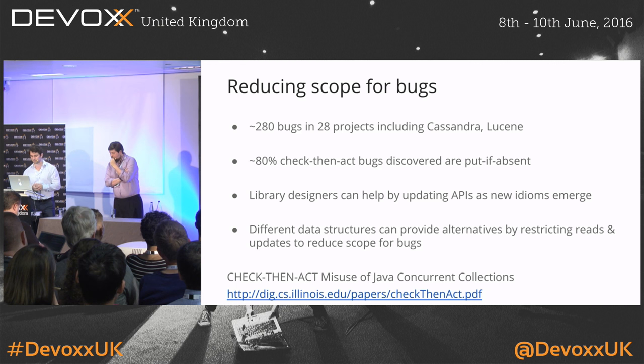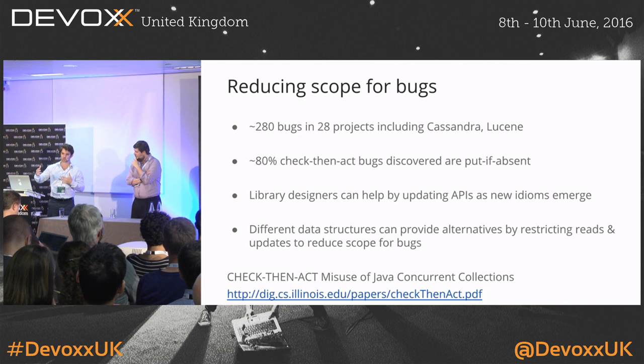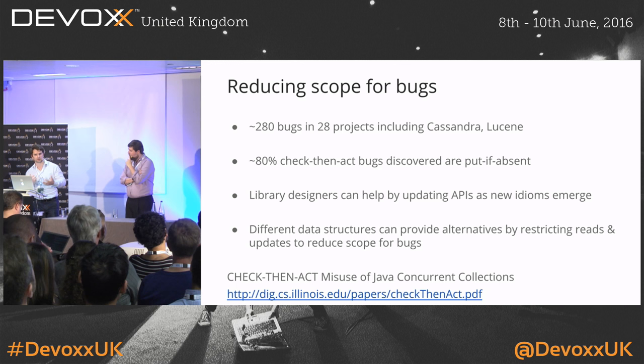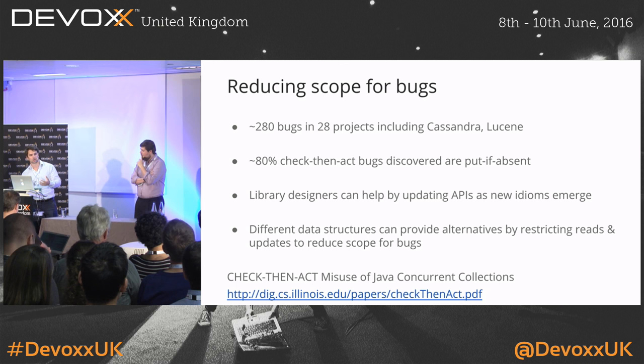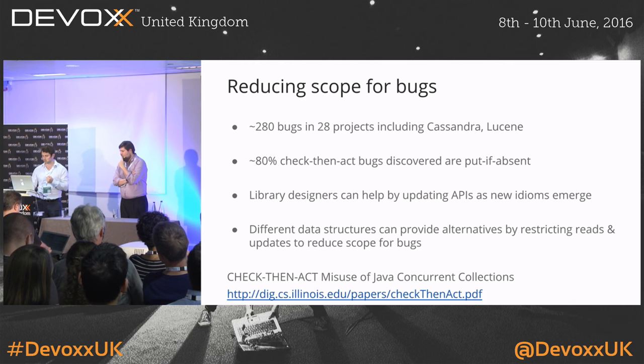So here's a paper reference if you're interested in finding out more. But the nice story here is that for those kinds of idioms, library designers can help us by updating the API for idioms that are error-prone, and we're seeing that in Java 8. But in certain scenarios, maybe we may use a different data structure that actually puts restrictions on how we're writing and reading to that data structure. And that's what we'll be covering in the remainder of this talk.